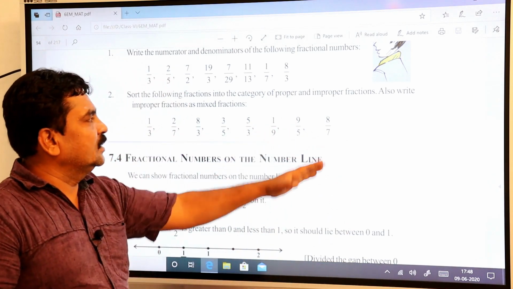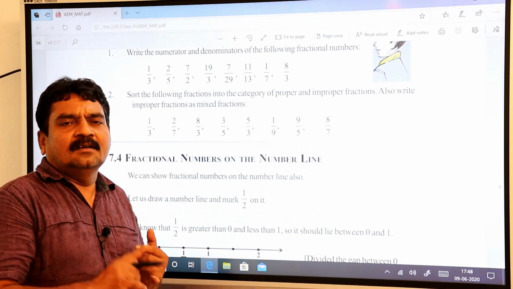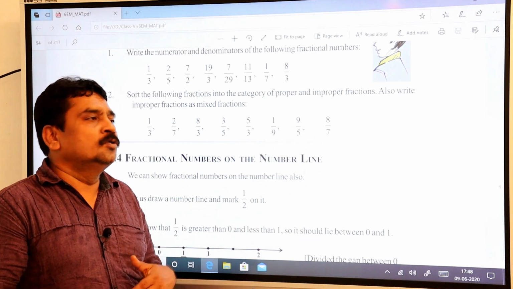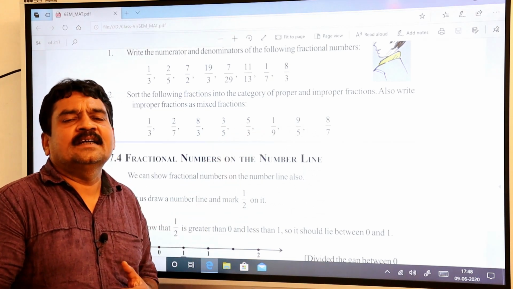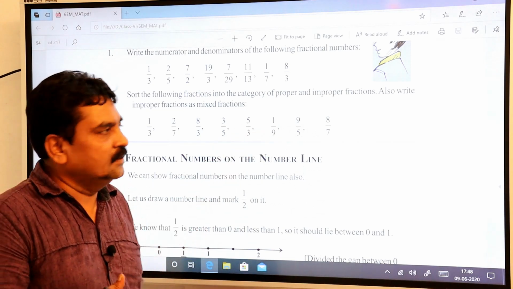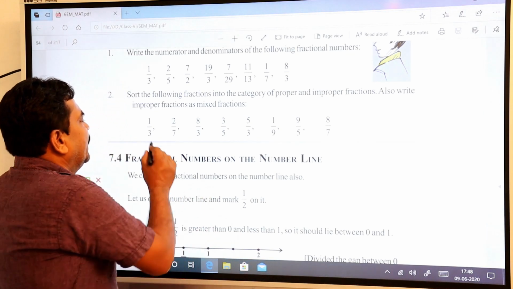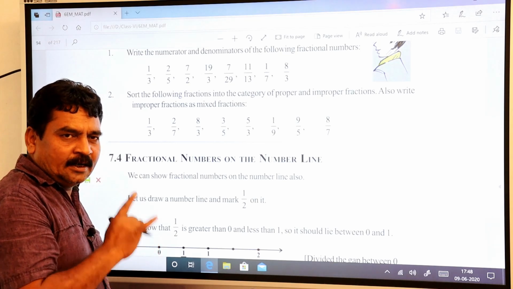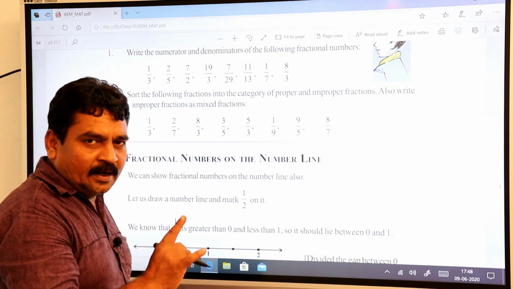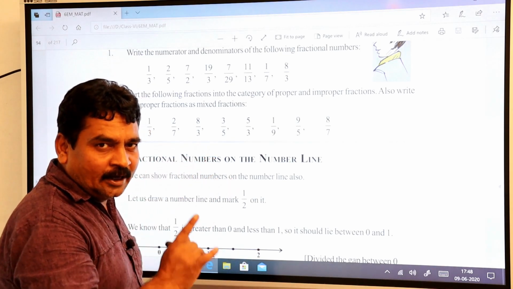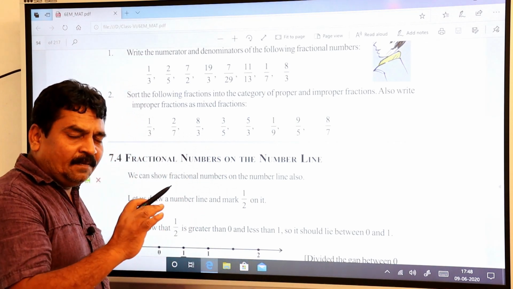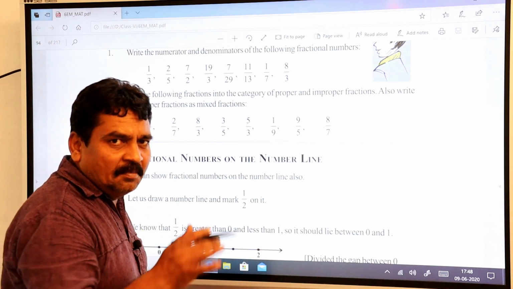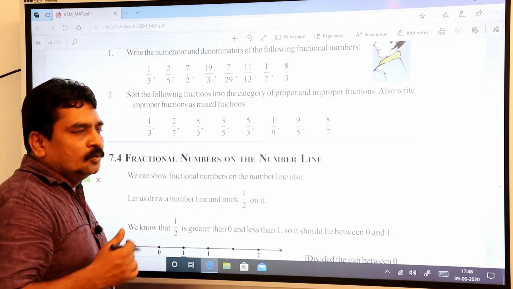Out of these fractions, you call them proper fractions or improper fractions, and those improper fractions you can easily convert into a mixed fraction. You can do it like 1 by 3. First you check it. If the numerator is less than the denominator, you call it a proper fraction. If the numerator is more than the denominator, then you call it an improper fraction. For an improper fraction, you can convert easily into a mixed fraction by the division method. This is the way you can do it.